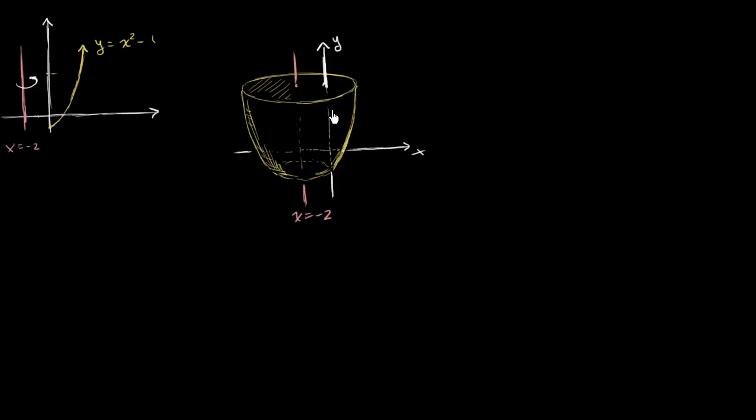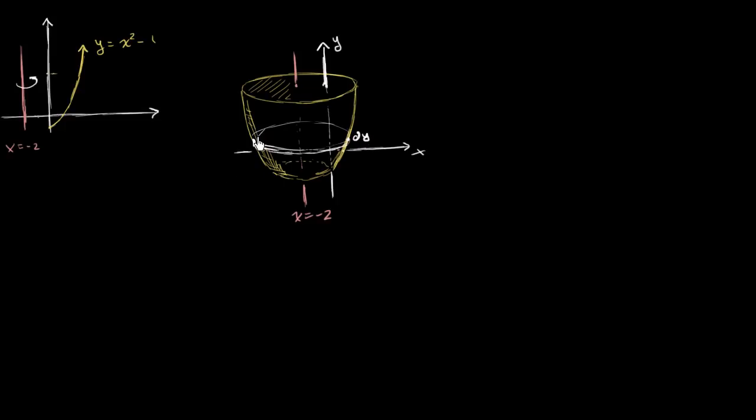And what I want to do is find the volume of this using the disk method. So what I want to do is construct some disks. That's one of the disks right over here. It's going to have some depth, and that depth is going to be dy right over there.